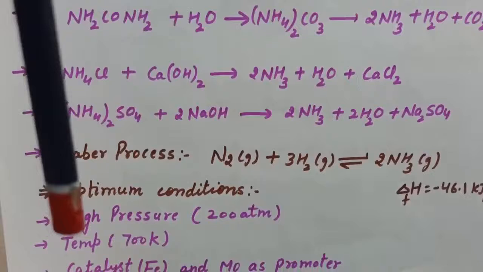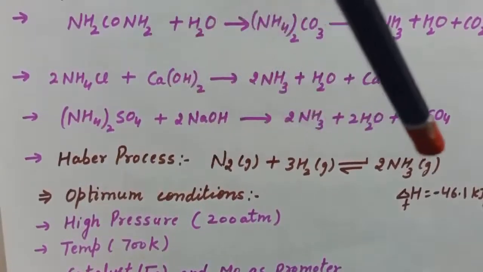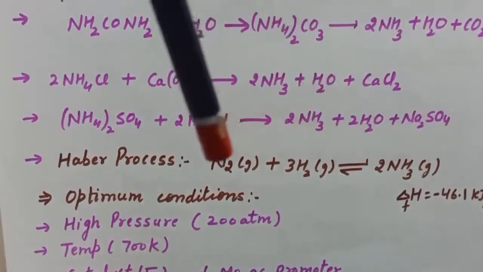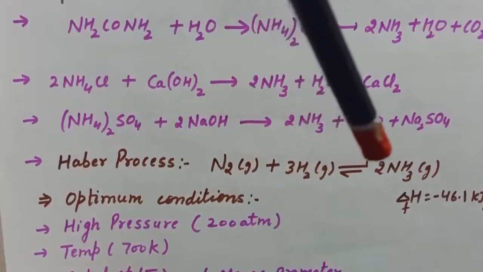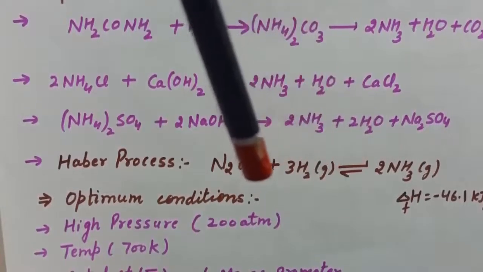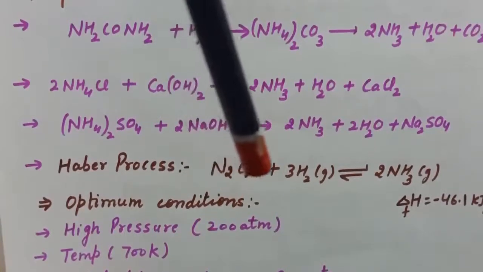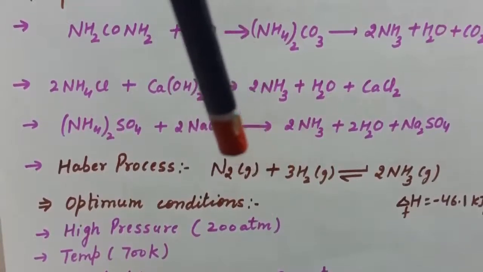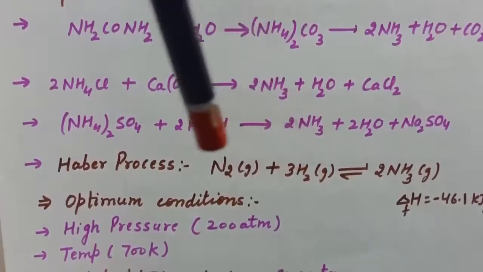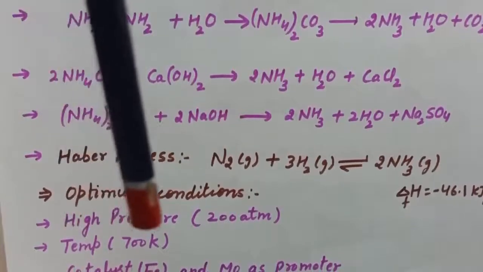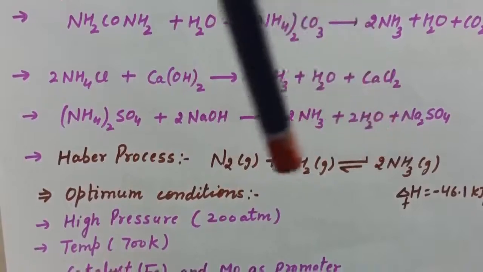Next is temperature. The temperature is 700 Kelvin. As this reaction is exothermic in the forward direction, when we increase the temperature, the exothermic reaction will decrease, or you can say the equilibrium will shift in the backward direction according to Le Chatelier's principle. But if we keep the temperature very low, what will happen? The rate of reaction becomes very slow. So 700 Kelvin is the optimum temperature by which we can increase the production of ammonia.